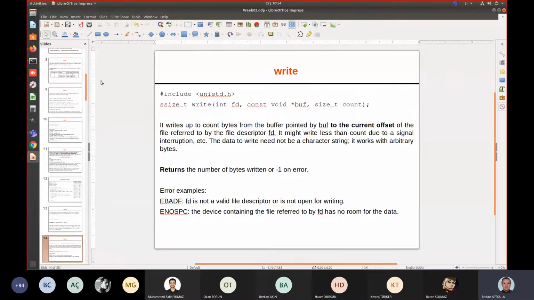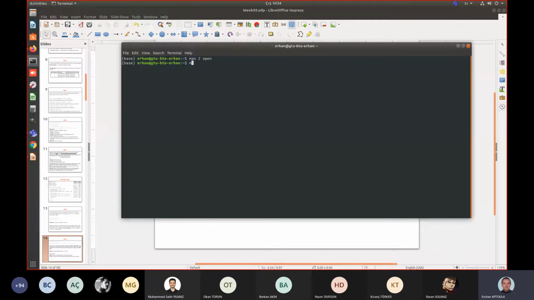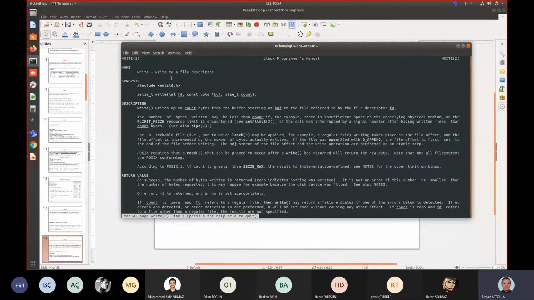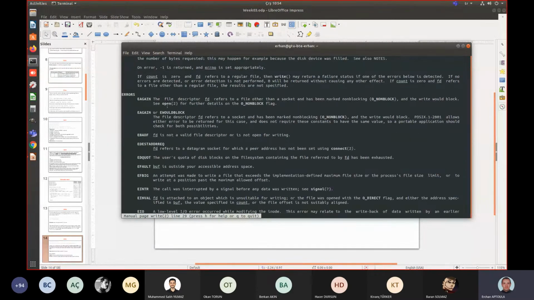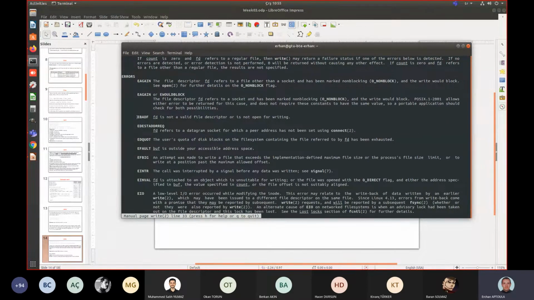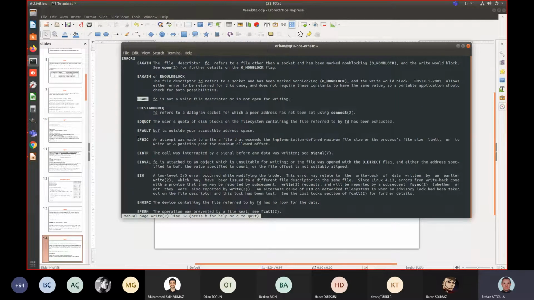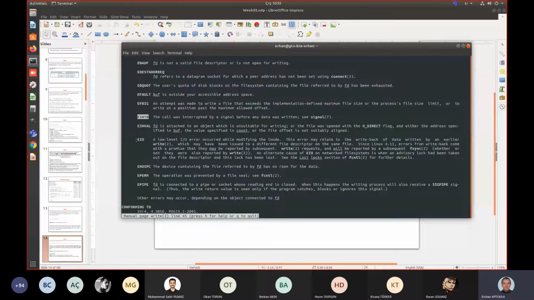So what can go wrong during writing? A lot of things can go wrong during writing. These are the possible errors. So for example, EBADF, the file descriptor is not valid. EINTR, very common. The call was interrupted by a signal before the data was written. EIO, a low-level input-output error has occurred. ENOSPC, there is no space left on the device. We are trying to write bytes, but the disk is full, and so on and so on.